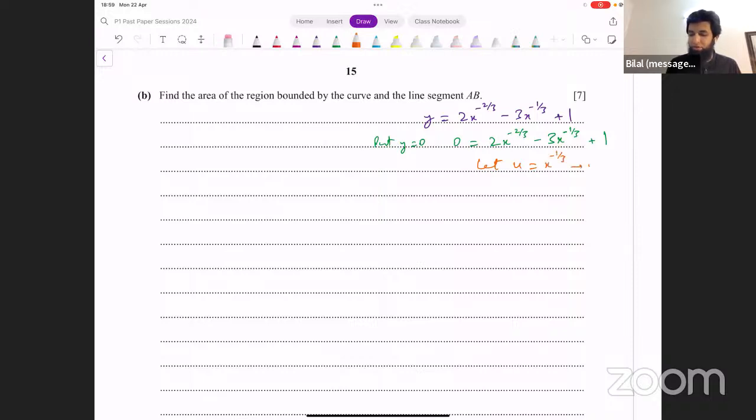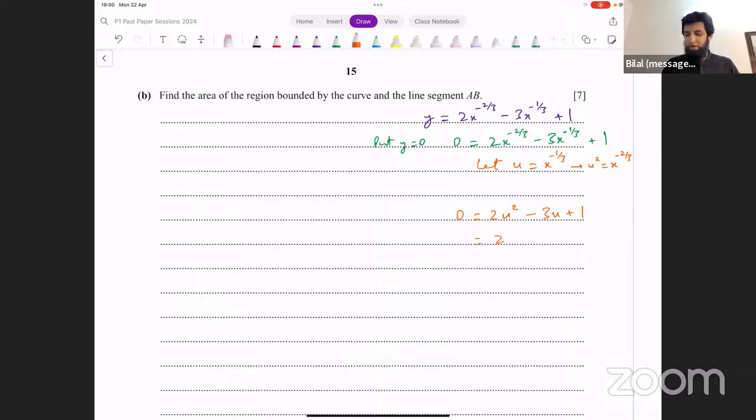If that is the case, what about u squared? U squared would be equal to x power minus 2 over 3. So this equation therefore becomes 2u squared minus 3u plus 1 equals 0. Now it's a quadratic equation. How do we solve this quadratic equation? We have to show the process for that, show the working for that.